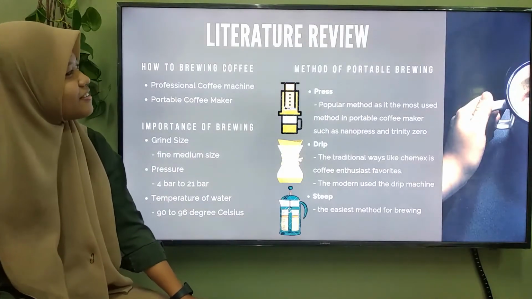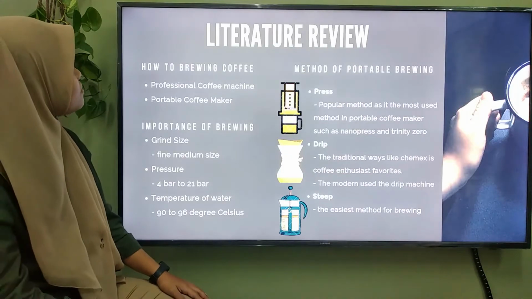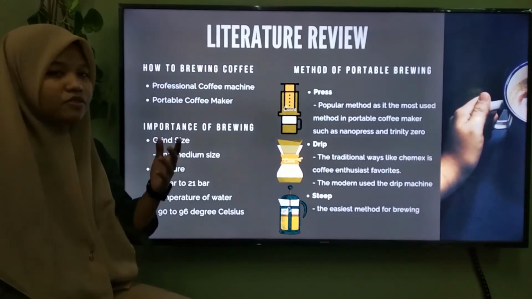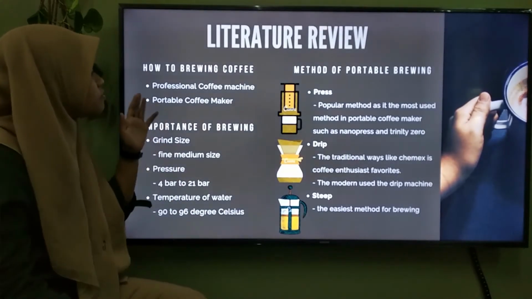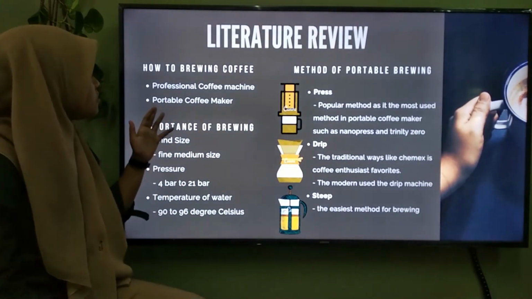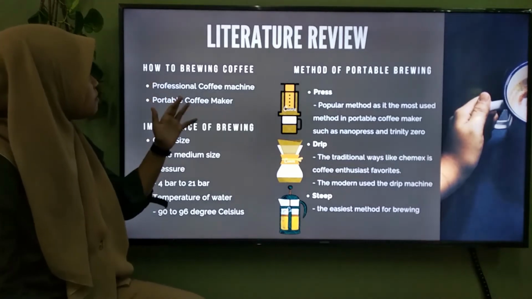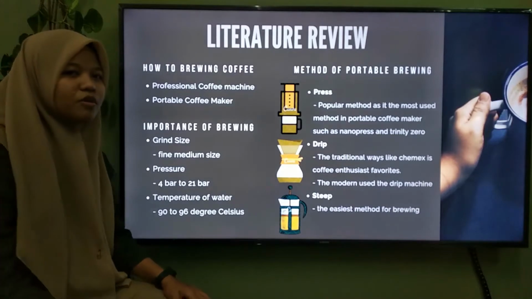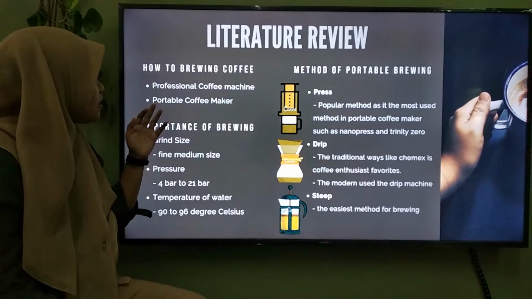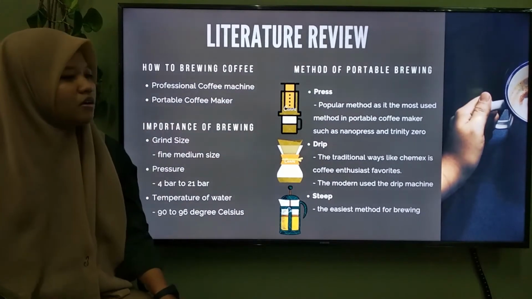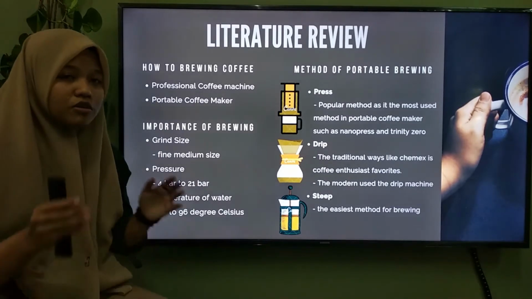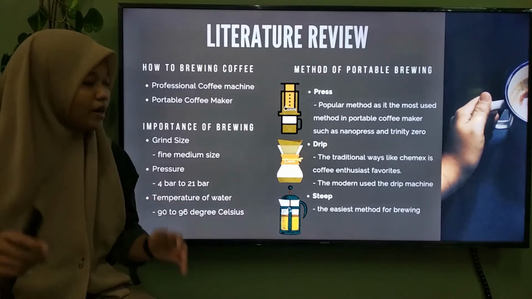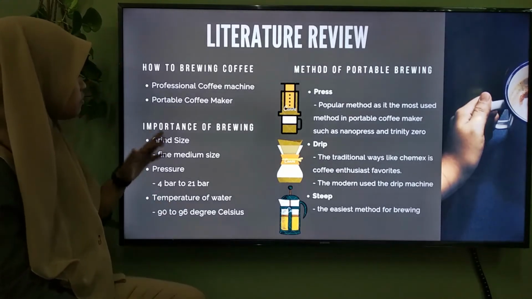So the next one is the literature review. This basically tells you the devices to brew coffee. The first one is the professional coffee machine. The second one is the portable coffee machine. The professional coffee machine, normally you find it at a coffee shop or cafe. However, the portable coffee machine is a small device for a coffee lover to brew coffee wherever they want.